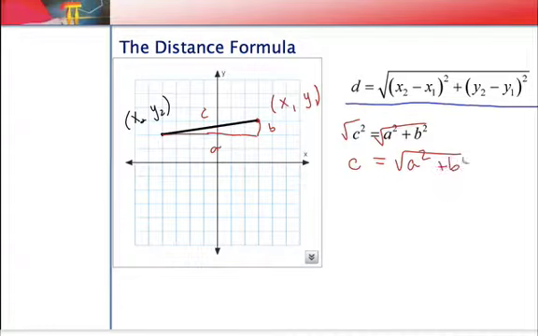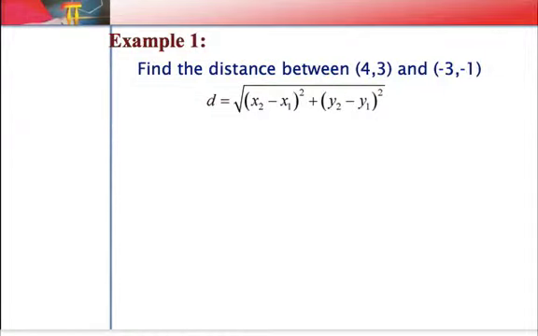So you can always draw a right triangle and use the Pythagorean theorem to help you find the distance between 2 points. Or you can plug the coordinates into the distance formula. Okay? So let's look at an example. Let's find the distance between the points 4, 3 and negative 3, 1.